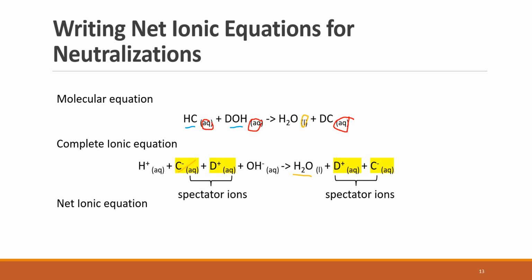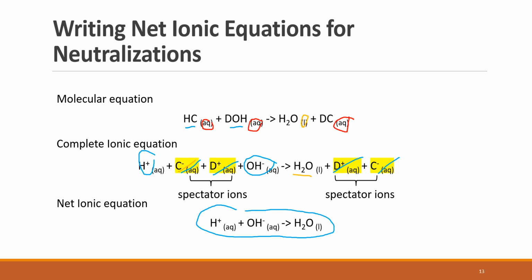And since they're the same on both sides, we cancel them out and they do not become part of the net ionic equation. What becomes part of the net ionic equation is what's left. And what's left should be just the two ions that form our liquid, which is water. So the net ionic equation is H plus plus OH minus gives us water. As you can see, since water is always one of the products for neutralization reactions, this will be the net ionic equation every time for a neutralization reaction in this course.